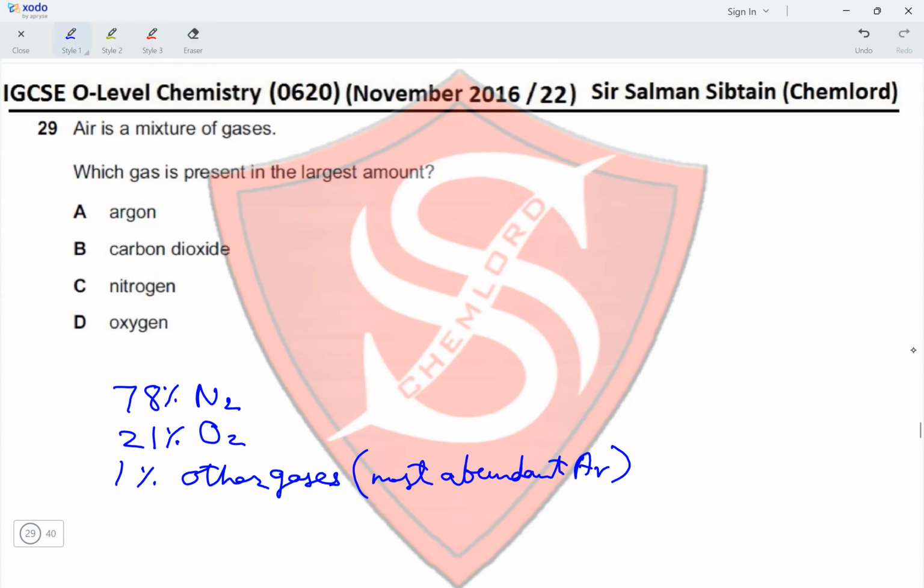So the options are, which gas is present in the largest amount? Argon, no. Carbon dioxide, no. Nitrogen, yes. Oxygen, no. Therefore, option C is the correct option for this question.